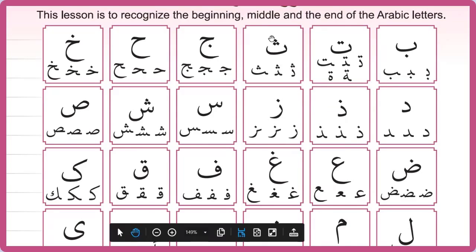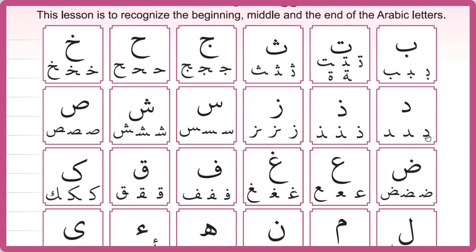Then the next one is dal. This is the beginning shape of dal. Whenever it comes in the beginning, it would be in its original form, right? This is the middle one, and this is the last one. And the last one, the ending: whenever dal comes at the end, it will take the same shape as its original one.